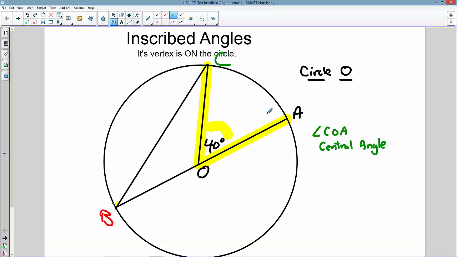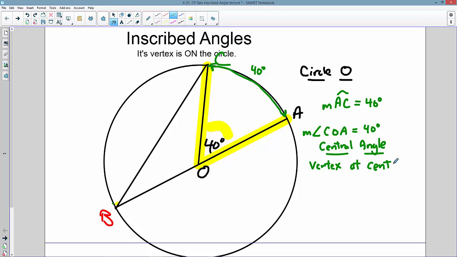And we also know that arc CA, that's this arc from here to here, has the same measure as the central angle, 40 degrees. Okay? So the measure of arc AC or CA, doesn't matter which way you write it, is equal to 40 degrees, as is the measure of angle COA, which is 40 degrees. That was given to us because it's a central angle. And central angles have a vertex at the center of the circle.